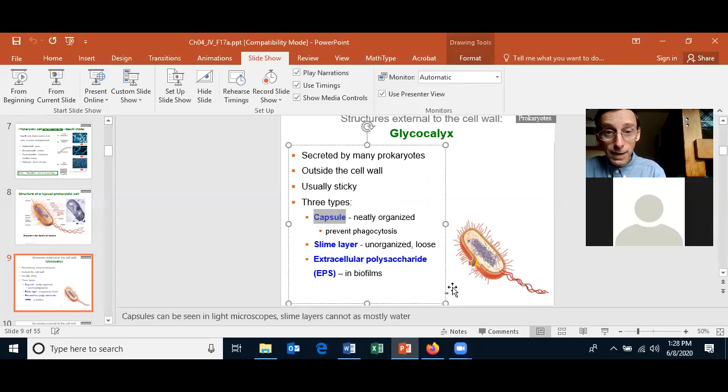There's a 3rd type of glycocalyx, and this is totally new. It's the extracellular polysaccharide layer. It wasn't known when I went through with microbiology. It's a glycocalyx in a bacteria that's forming a biofilm. And we'll talk about those later in the term, biofilms. Any question about the 3 types of glycocalyxes?